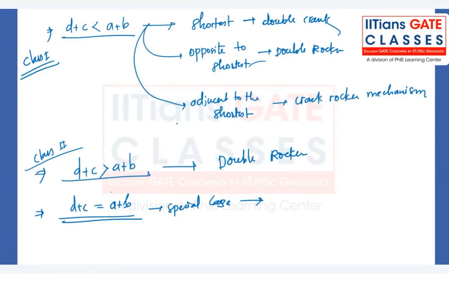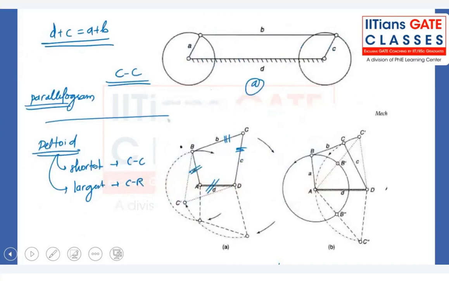And the third case, which you can call class 3, or the special case, where the length of the smallest and largest link is equal to the sum of the other two. Here we can have either a parallelogram case, where the opposite sides are of the same length, or the adjacent sides are of the same length. So either parallelogram or a deltoid. In parallelogram, we'll have a crank mechanism, and in case of deltoid, depending on which link we are fixing, we will have either crank or crank rocker mechanism.